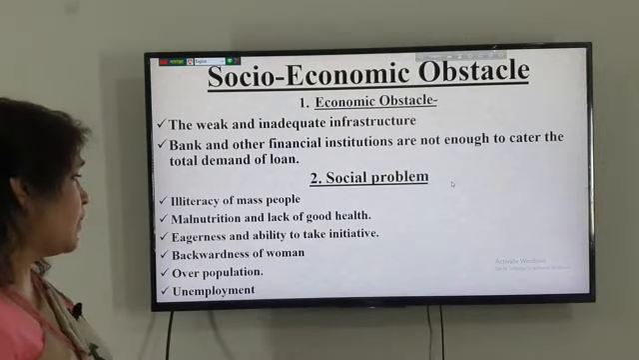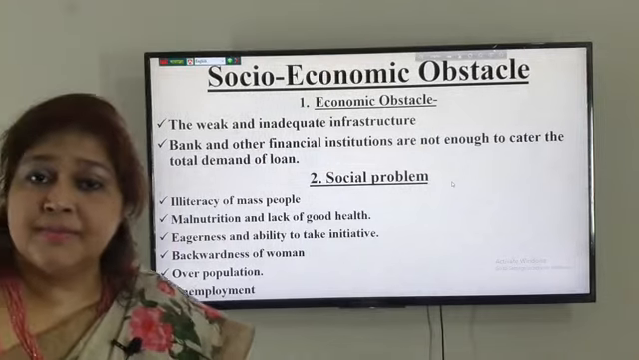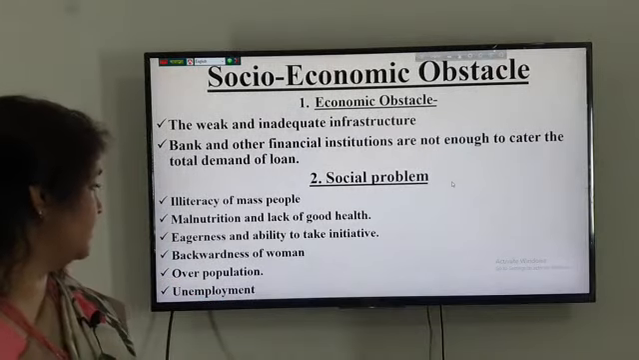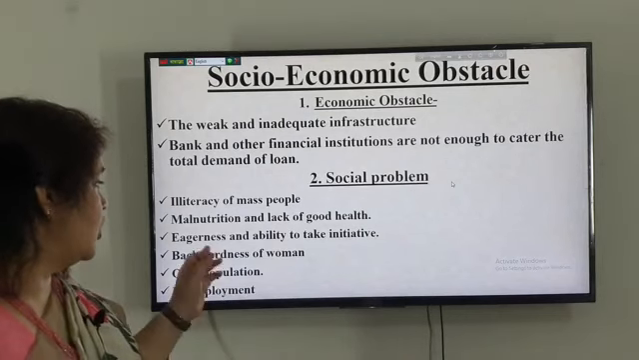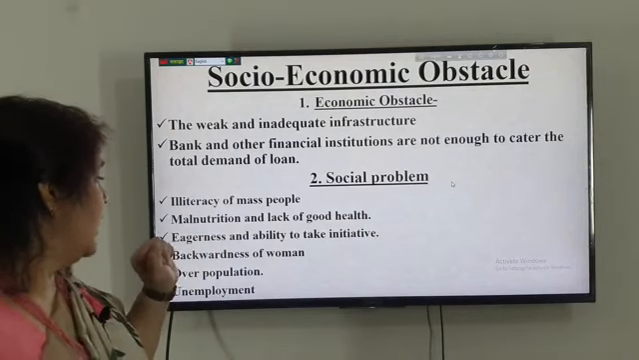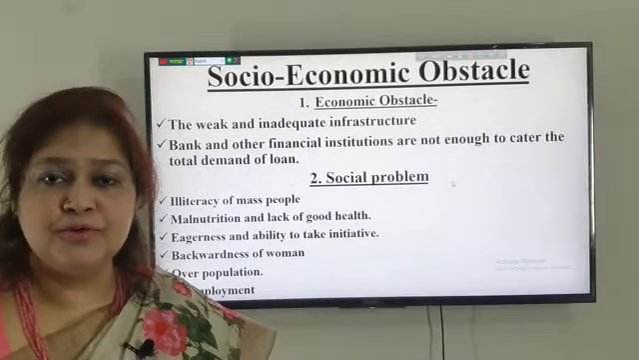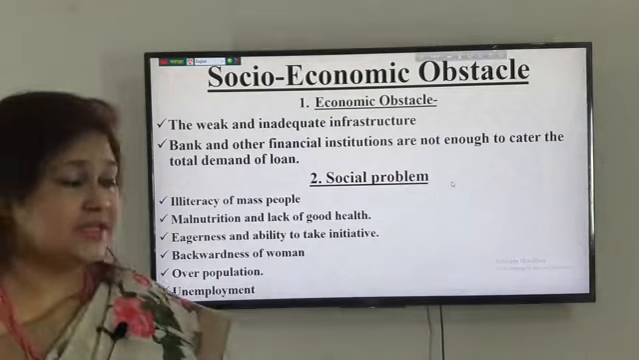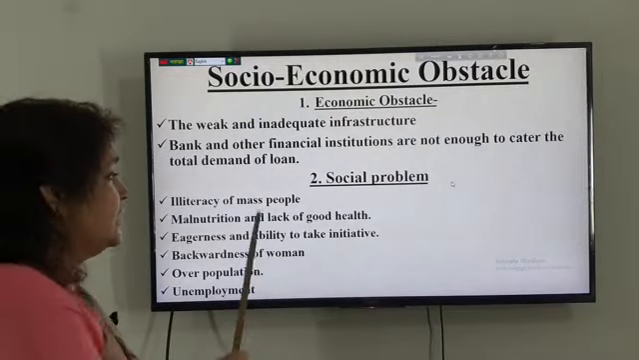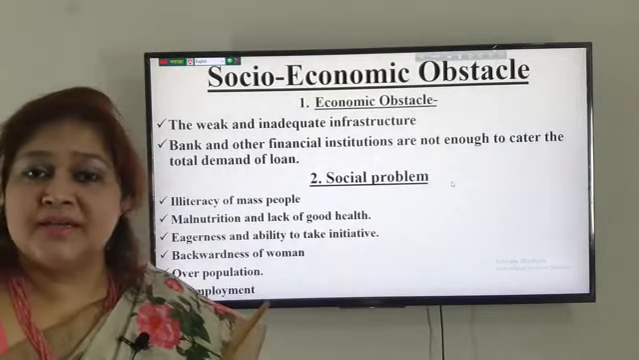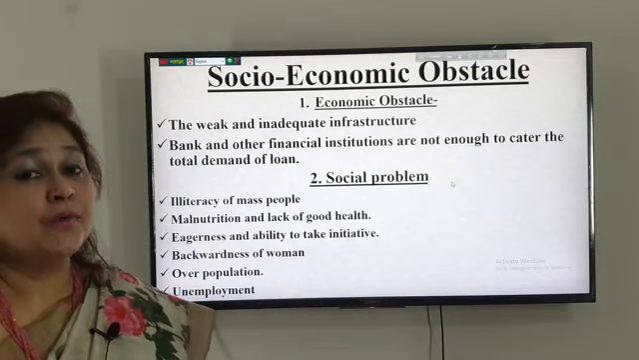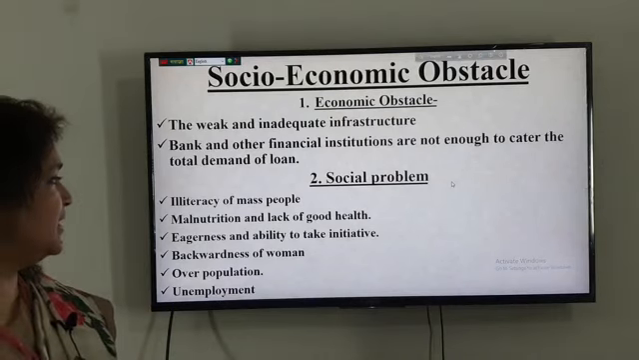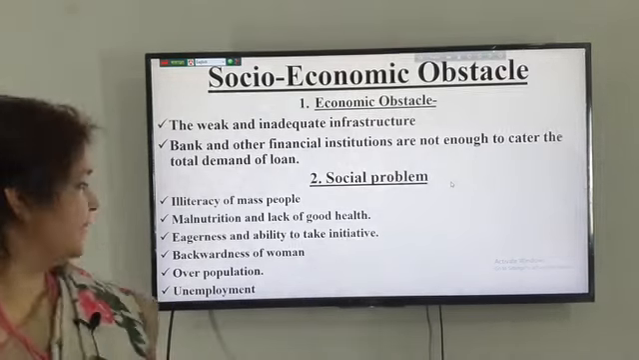Okay, malnutrition and lack of good health. Malnutrition, of course, here we have low per capita income, and due to low per capita income, the people cannot buy nutritious food and cannot take nutritious food, and lack of good health. I mean, government and non-government sectors are not able to provide health facilities to the people, so they suffer from malnutrition and ill health.